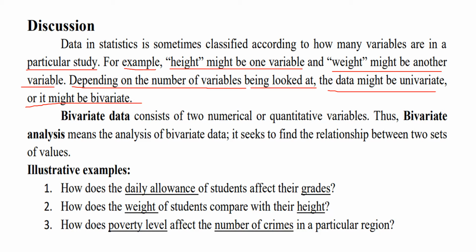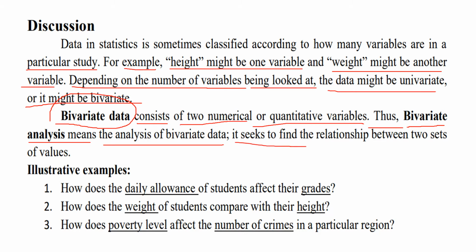For us to understand what bivariate data is, this will be the formal definition. Bivariate data consists of two numerical or quantitative variables. Thus, bivariate analysis means the analysis of bivariate data; it seeks to find the relationship between two sets of values.